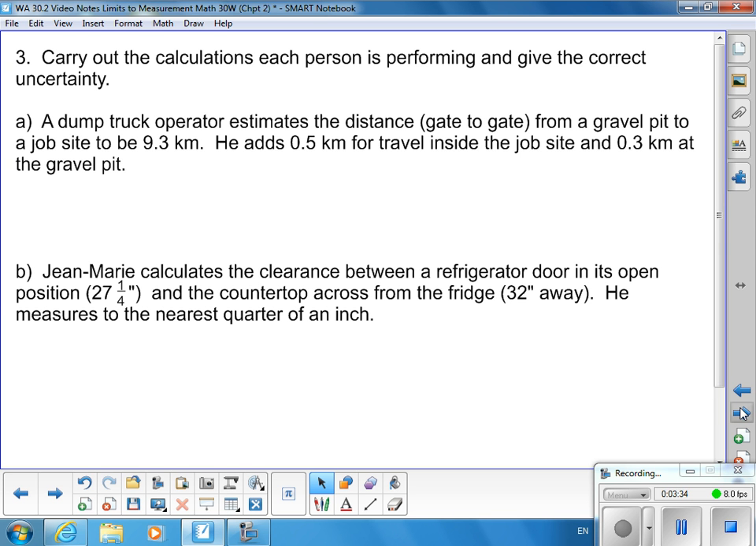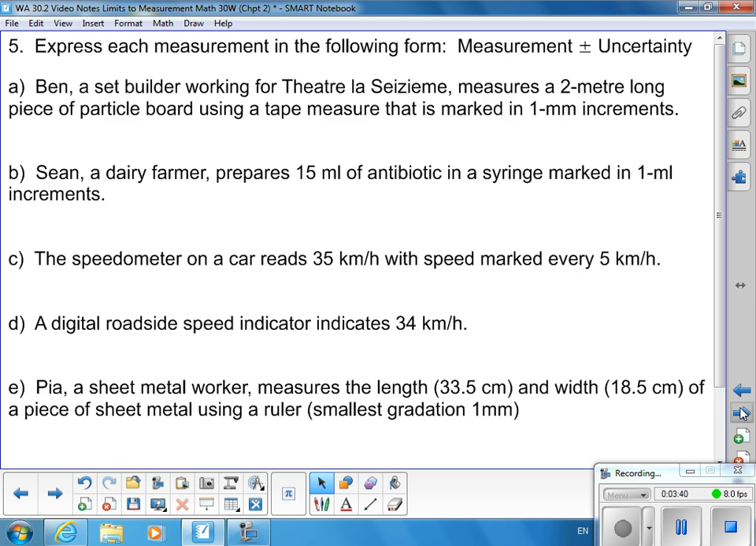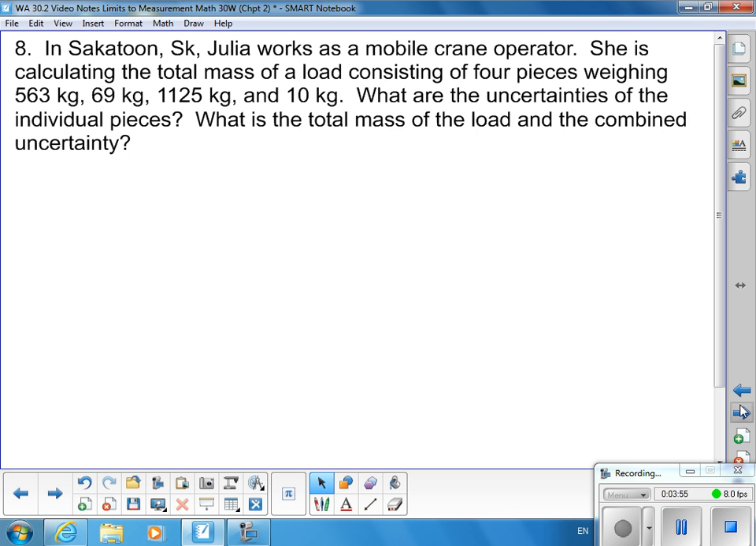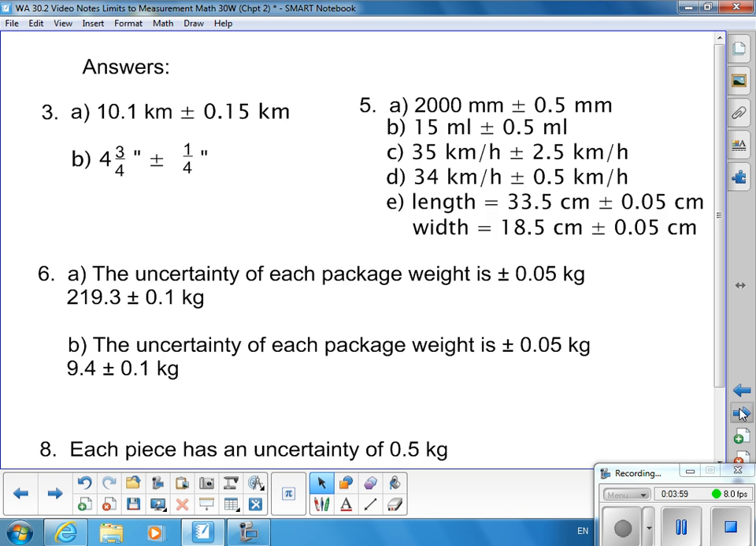So carry out the calculations each person is performing and give the correct uncertainty. So there's space to do that question. Question 5 talks about measurement and uncertainty for various things from antibiotics to speed, kilometers per hour. Okay. Postal workers combining packages and different weights in loads. And then the answers are attached at the end.